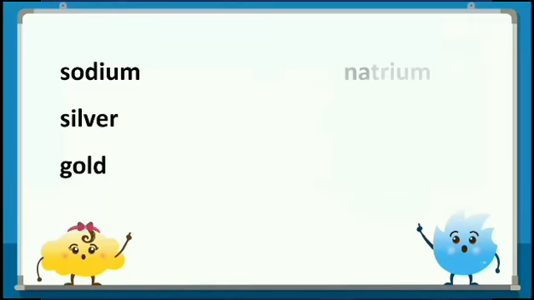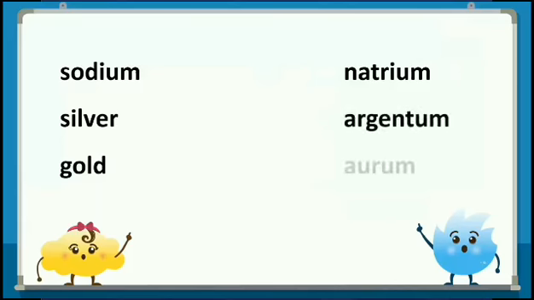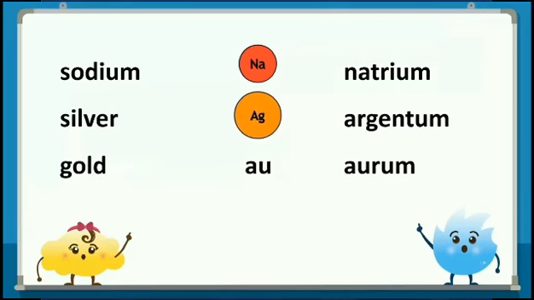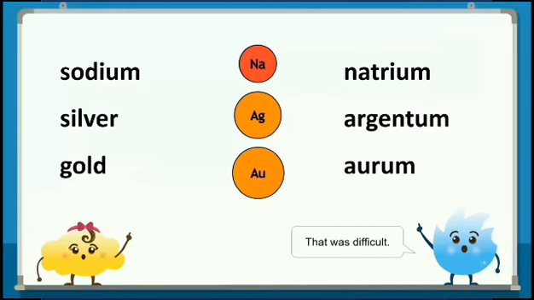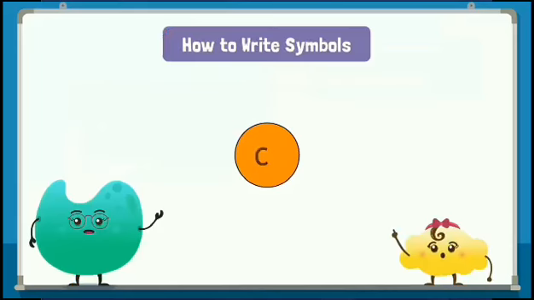Sodium, silver, and gold have their symbols based on their Latin names. So, it's Na for sodium, taken from the Latin name natrium. Ag for silver, taken from its Latin name argentum. And Au for gold, taken from its Latin name aurum. Don't worry, you'll get there. Keep in mind that when writing symbols, the first letter is always capital, whereas the second letter is small.